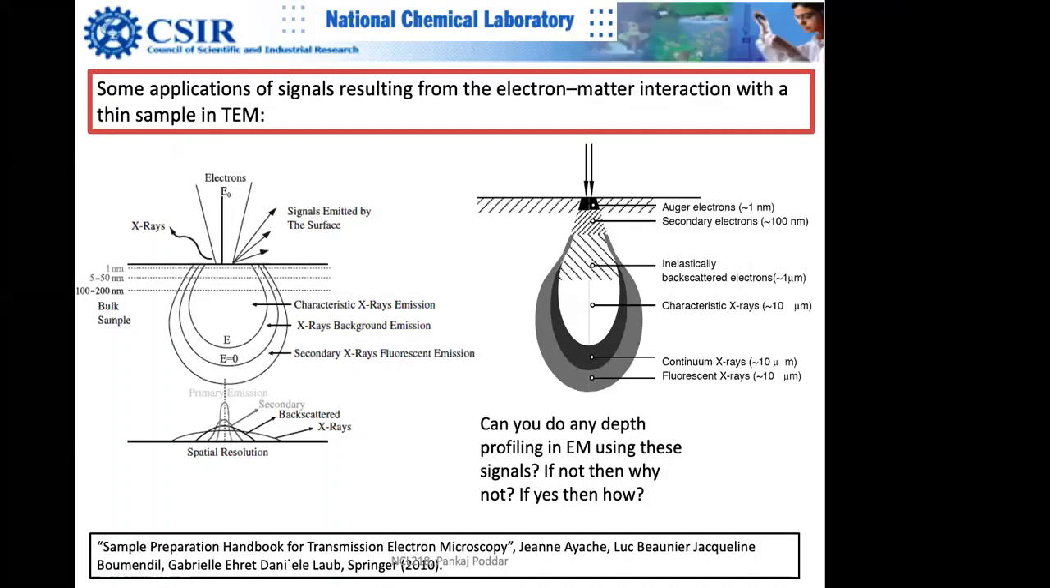If you're detecting electrons, then your sampling depth is going to be much smaller. If you are detecting photons, then your sampling depth will be much larger. So what is the logic? Because photons are not charged particles, even photons which are deeply buried several microns can escape to the surface and reach the detector.